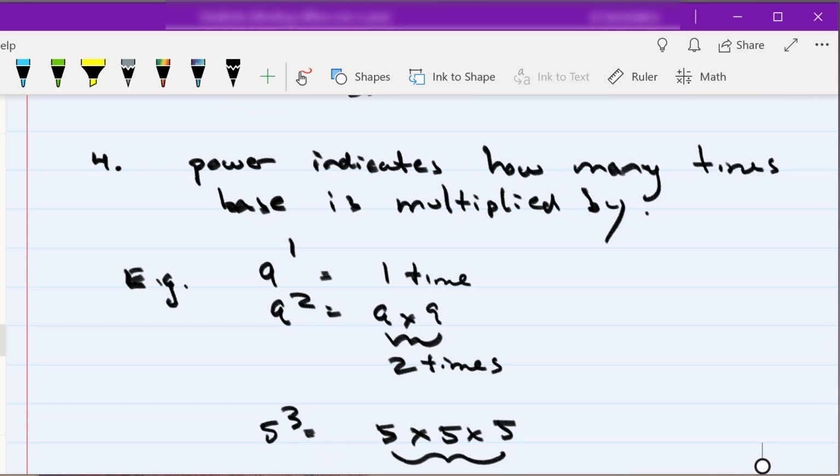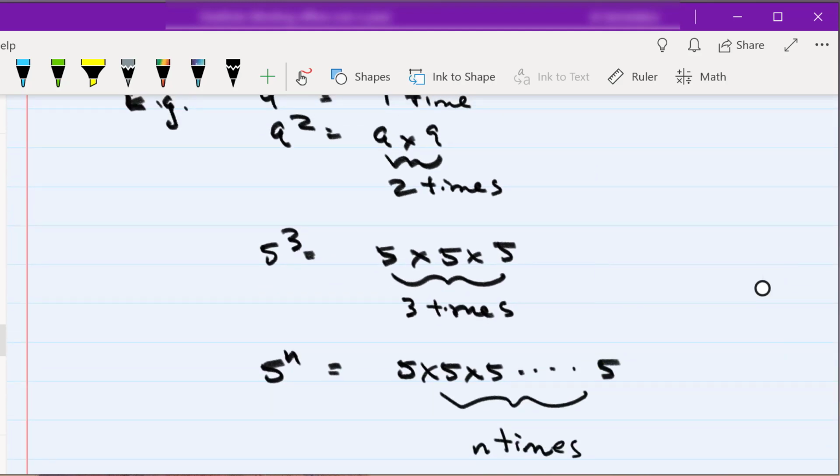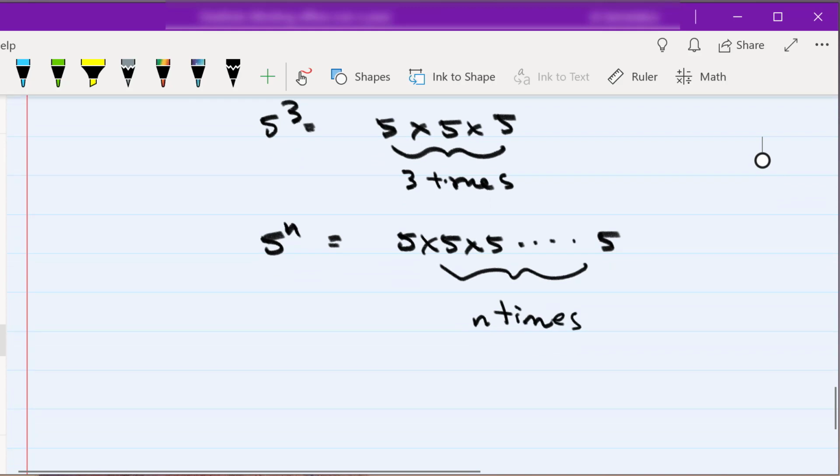For example, 9 to the power of 1 is 1 time. 9 to the power of 2, 9 is multiplied 2 times. 5 to the power of 3, 5 is multiplied 3 times. And we can form a general pattern. 5 to the power of n is 5 times 5 times 5, n times.